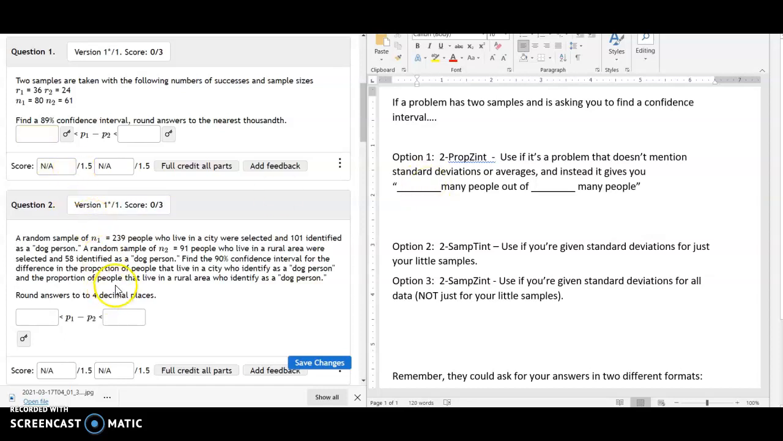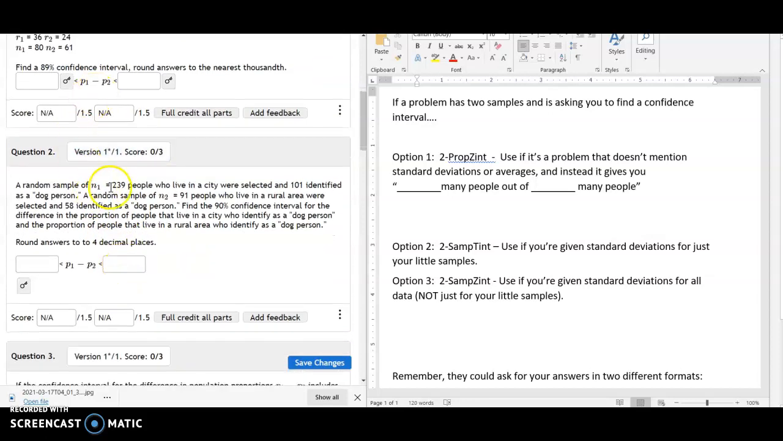An example of that, looking at question 2 here. It says they were looking at 239 people, and out of them, 101 of them were a dog person. Notice, no standard deviations, no averages. All they give you is that I have this many people out of this many people. When that's the setup, it's a proportion problem. So I would identify this problem as a 2 prop z interval. We'll go over what it looks like on the calculator in just a second, but I would say 70% of the problem is just picking the right one of these three options.